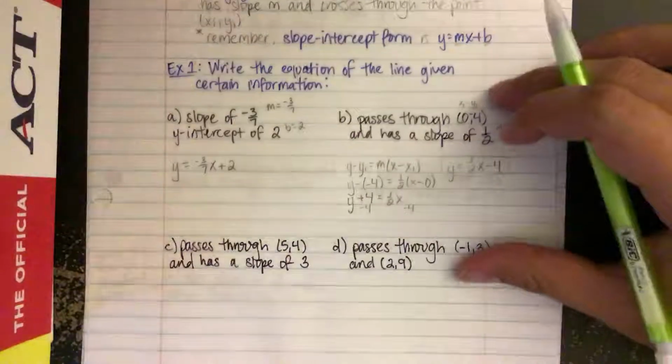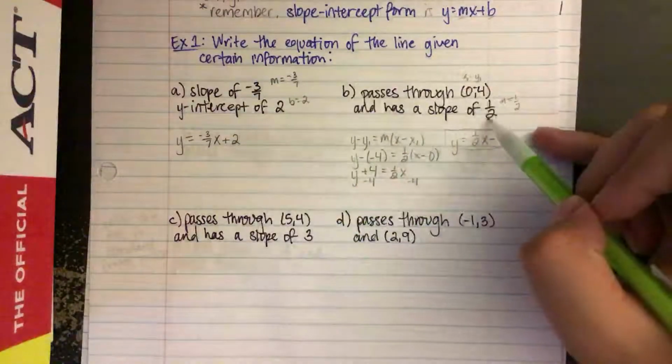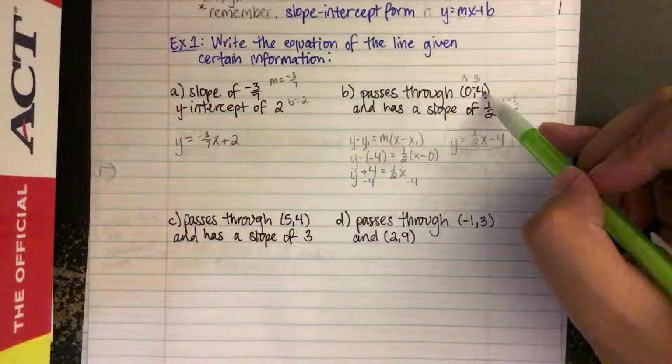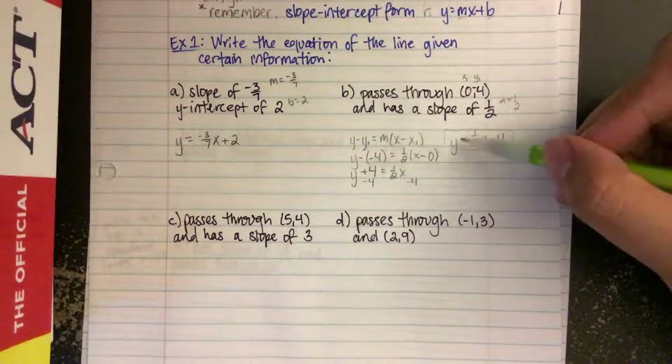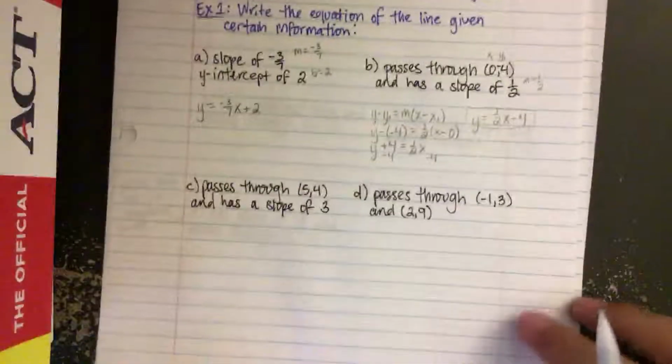Okay? So then part B, I could have done exactly like part A. Notice that my slope is 1/2 and my y-intercept is -4, so I could have just written it out directly. Y equals 1/2 x minus 4. Now let's do a couple where that's not going to fly.